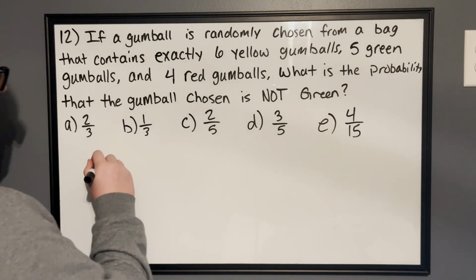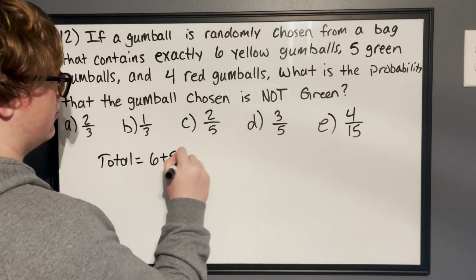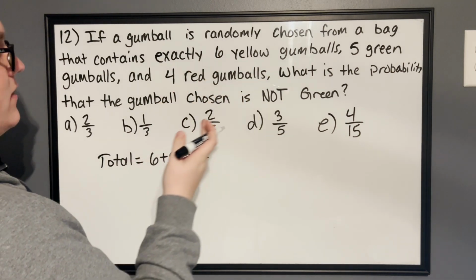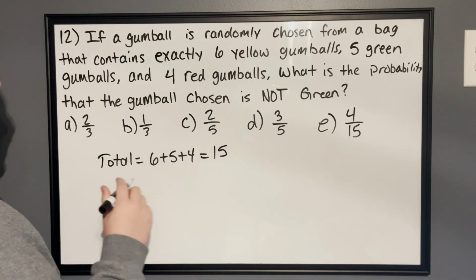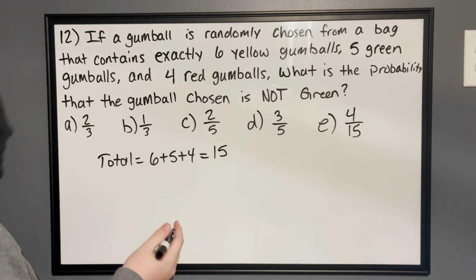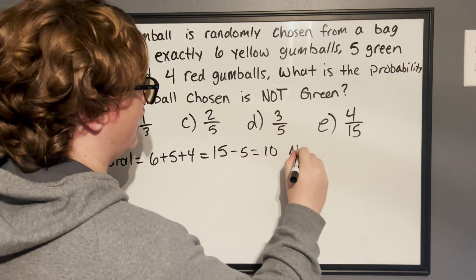So the total gumballs is 6 plus 5 plus 4. You just add up the amount of all the colors, of course. So 6 plus 5 plus 4 is 15. And we know that we have 5 green gumballs. So we know that we have 10 that are not green. So minus the 5 green, it gives us 10 not green.